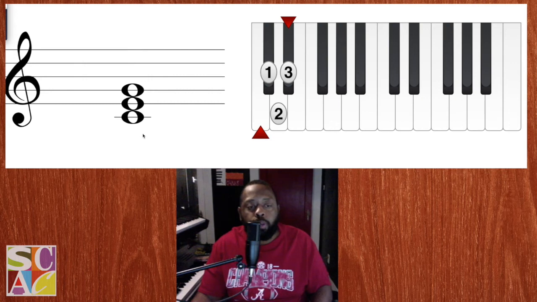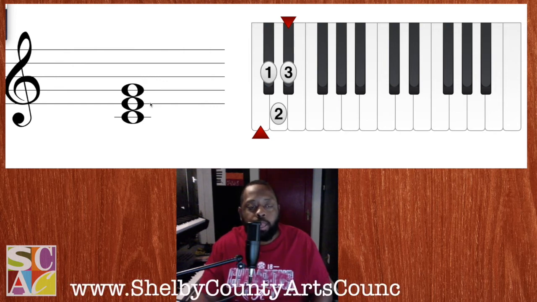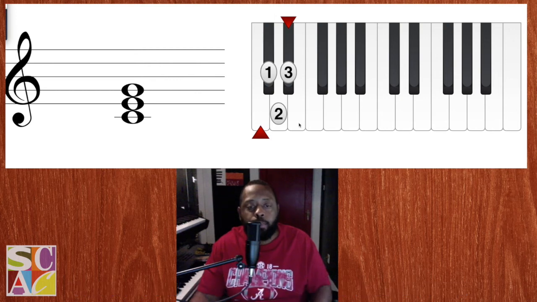Let's first look at the relationship from C to E. To make this a minor triad, we need to make this E flat. So we're going to lower the third note. Now, on the staff from C to E is a major third. From C to E flat is a minor third. And then looking at the relationship from C to G, that's correct. It's a perfect fifth. C to G, 7 half steps.